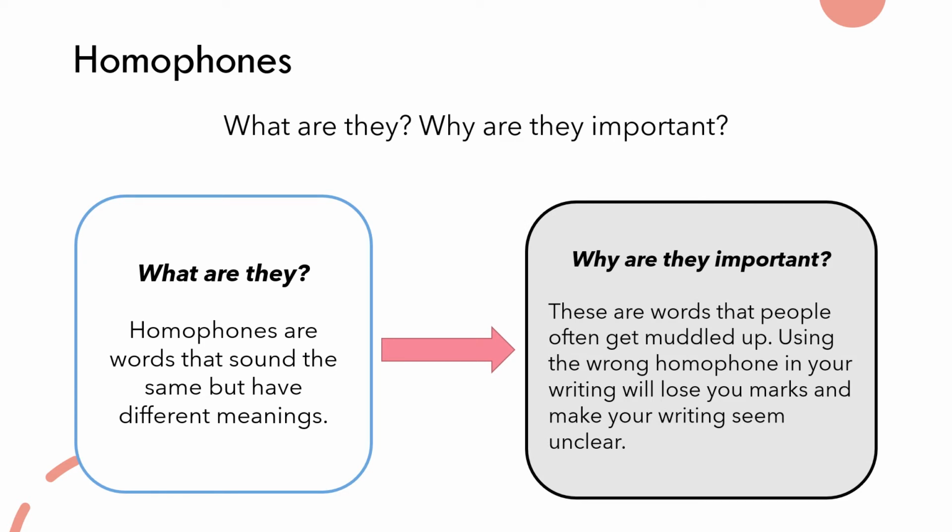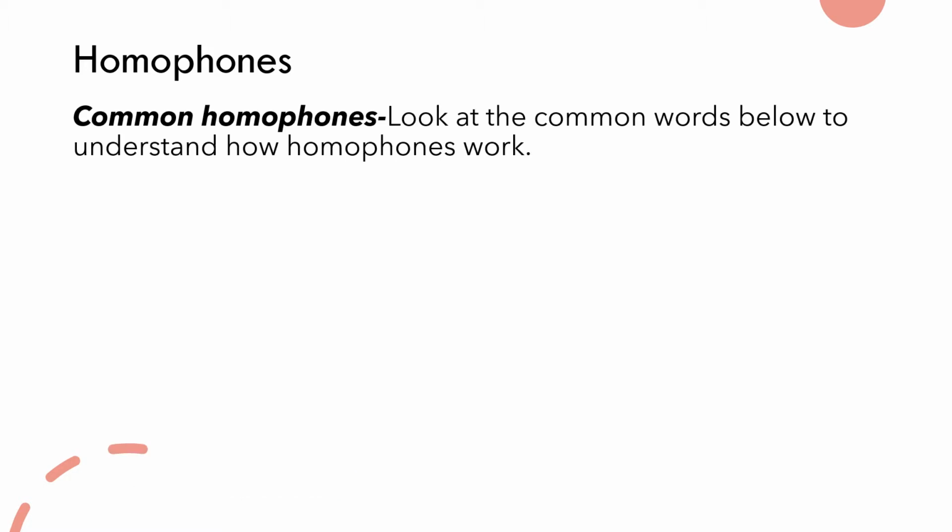So why are these important? These are words that people often get muddled up. Using the wrong homophone in your writing will lose you marks and make your writing seem unclear. So now what we're going to do is have a look at some of the more common homophones that people often struggle with in their writing. Look at the common words below and try to understand how homophones work.